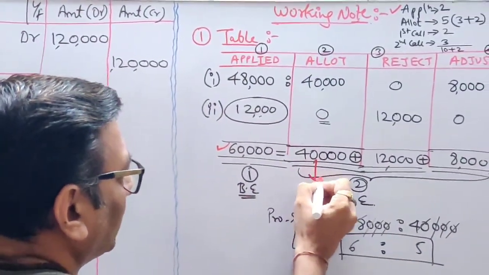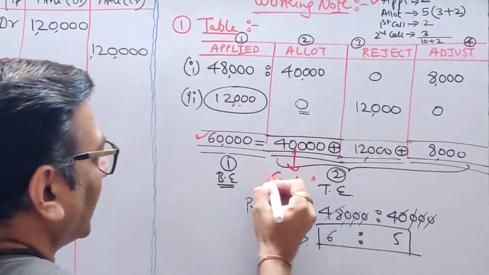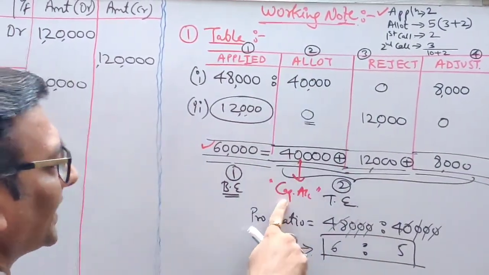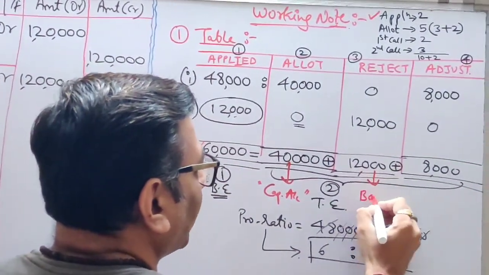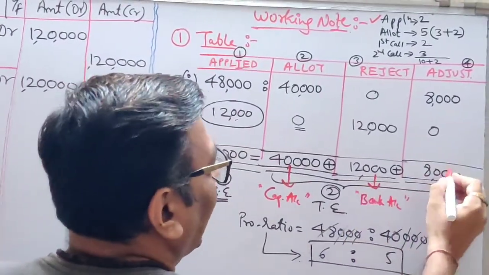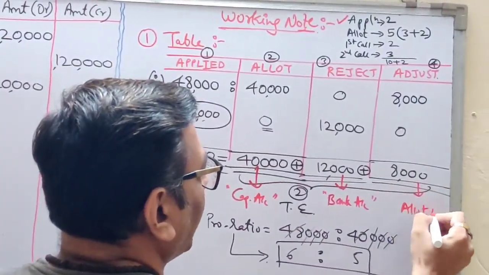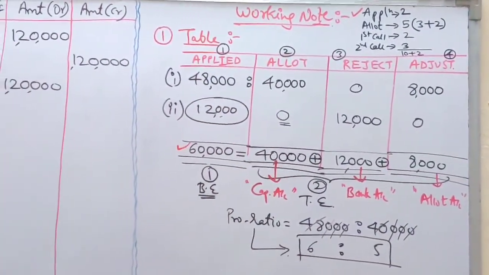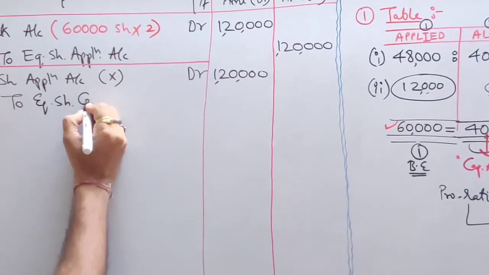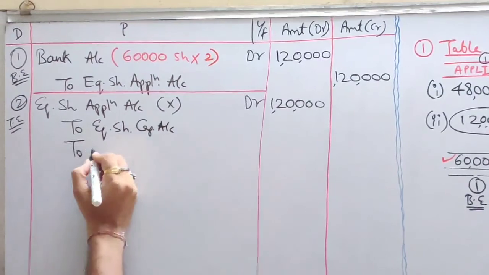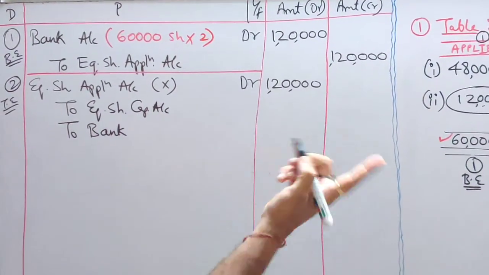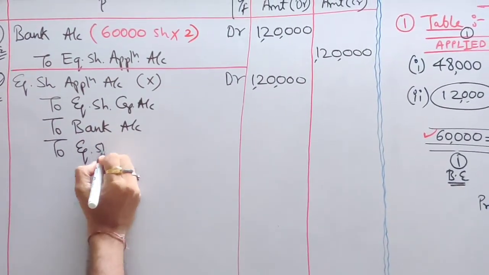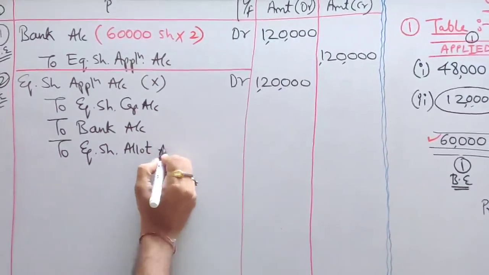For the allotment column, which account to use, students? Capital account. In the previous video I gave you the explanation for this. So allotted shares will go in capital account, the rejected column will go in bank account, and the adjusted column will go in allotment account. So let's take a note of this now. Equity share capital account. Then for refund, rejected you are going to refund, so bank account. And for adjusted you are going to adjust against allotment, so allotment account.